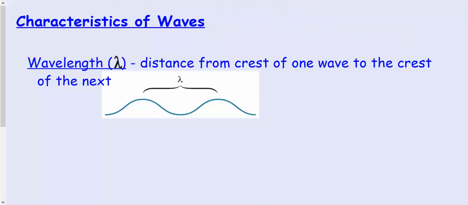Just the definition of wavelength. Wavelength, with the Greek letter lambda, looks like an upside down Y. It's simply the distance from the center of one crest to the next crest, or you can measure it from trough to trough. One complete wave. We measure wavelength in meters.